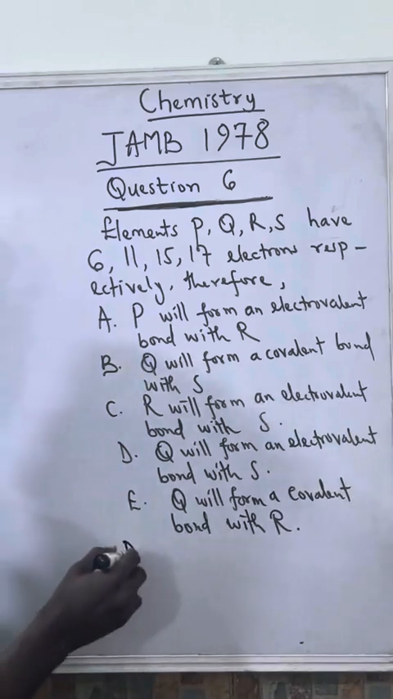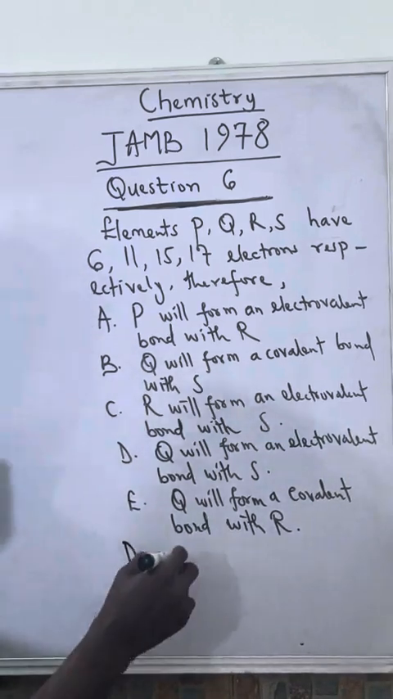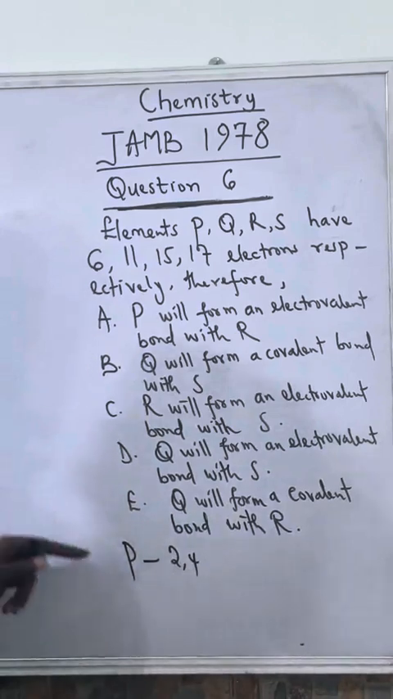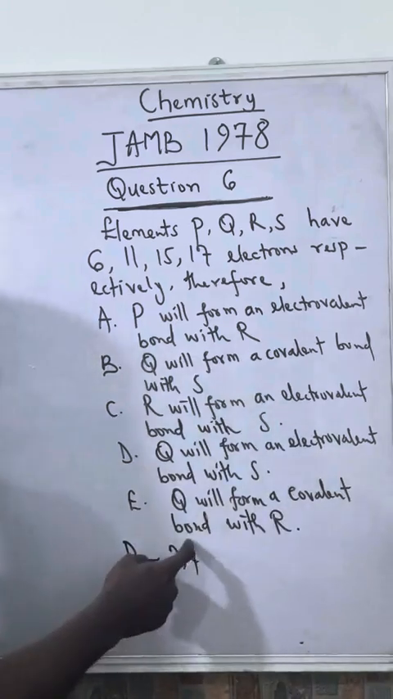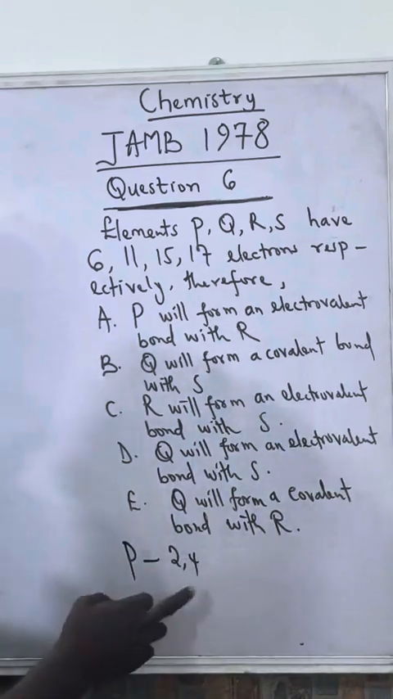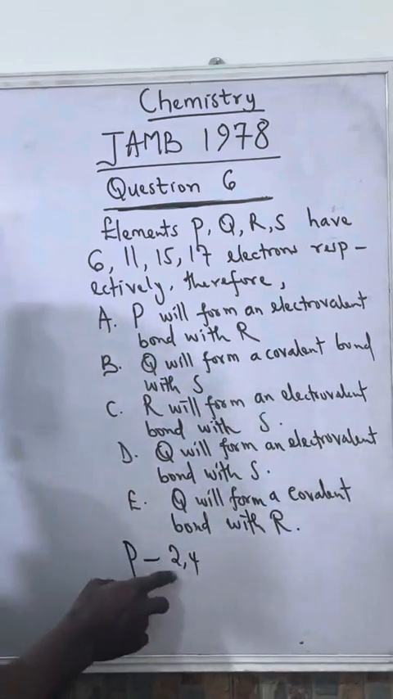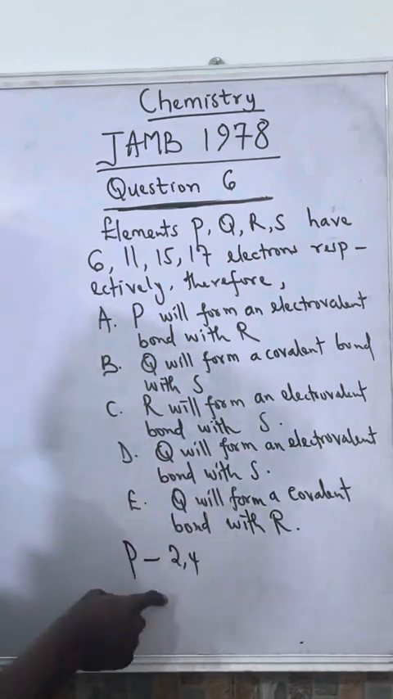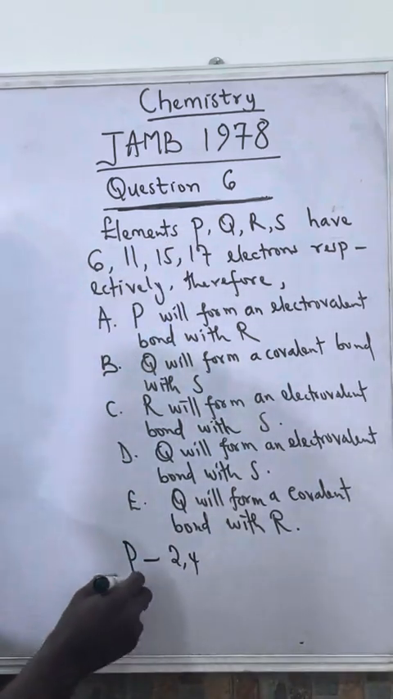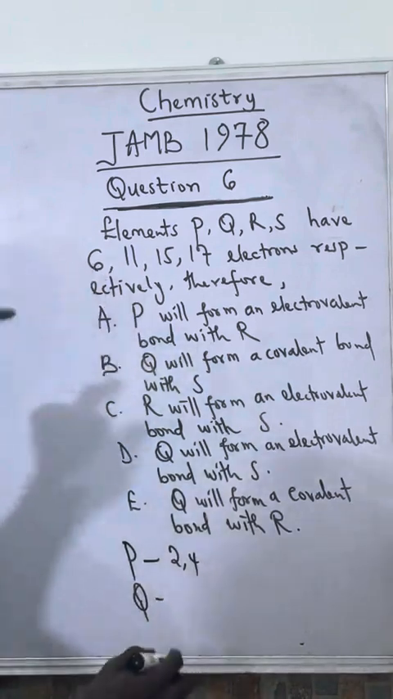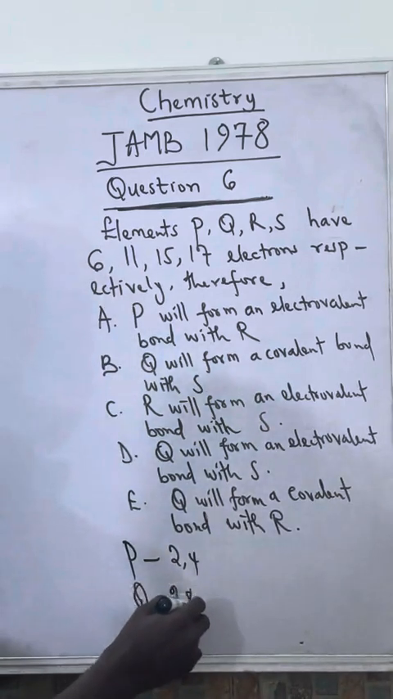So for P, the electronic configuration is 2, 4. So this is a group 4 element. In short, this is even carbon, because the atomic number of carbon is 6. That's 2, 4. So let's talk about Q. Q is 11. That's 2, 8, 1.